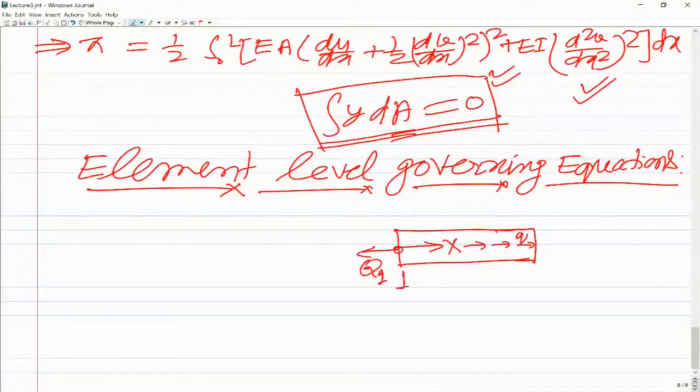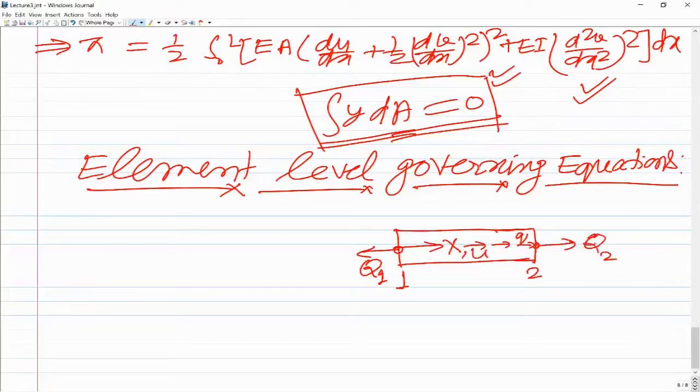This is node 1 of the element and this is node 2 of the element, and here the axial force is, say, Q2, and the distributed force is Q, and this is X and the corresponding displacement is U. So this is the two-noded truss element, you can say. And if you look at the weak form for this, the differential equation is the same.